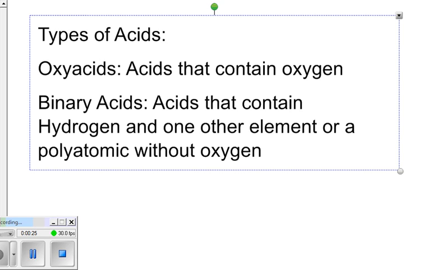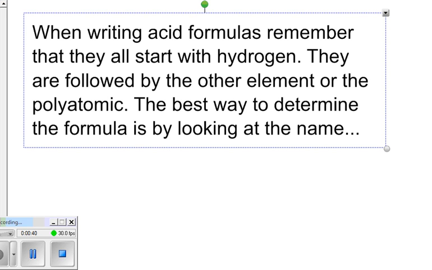First of all, one of them is called an oxyacid. That's an acid that contains oxygen. The second one is called a binary acid, and that's an acid that contains hydrogen and one other element, or it could contain a polyatomic ion that doesn't have oxygen in it. When we write the acid formulas, remember that they're all going to start with hydrogen, then they are followed by some other element or a polyatomic ion, and you just have to use the oxidation numbers for those in order to determine the formula for the particular acid.